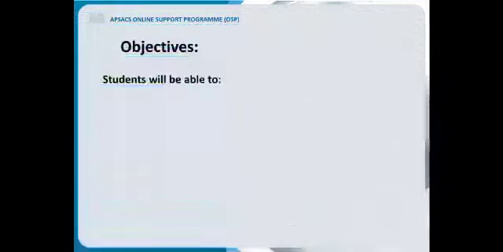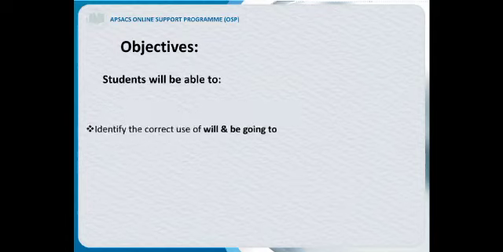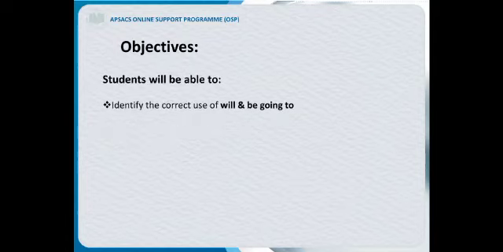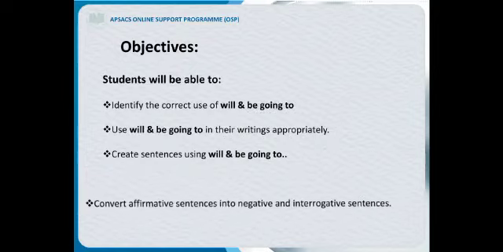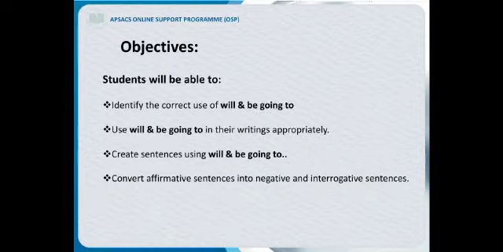For today's lesson, the objectives are: identify the correct use of will and be going to. We will use will and be going to in our writing appropriately. We will create sentences by using will and be going to, and then we will convert the affirmative sentences into negative and interrogative sentences.